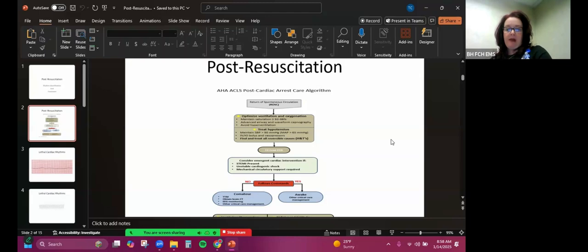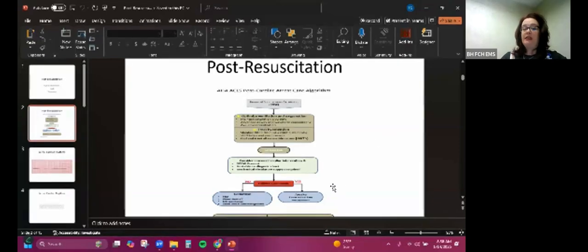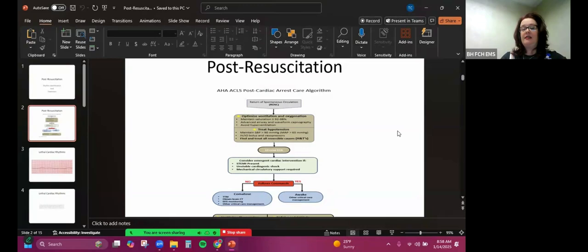Advanced airway and waveform capnography, avoid hyperventilation, maintain a systolic blood pressure of 90 or above. IV/IO bolus, vasopressors. I saw an interesting article talking about IV versus IO access first. Having a better success rate with IOs. It is quicker. My thought process is it gets to the cells quicker. I mean, you're going right to the source.